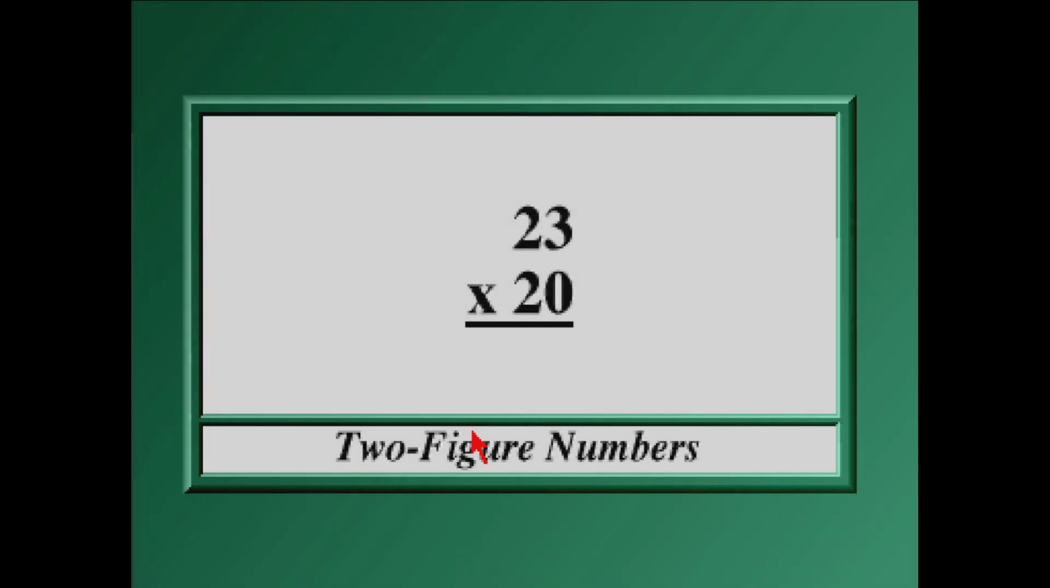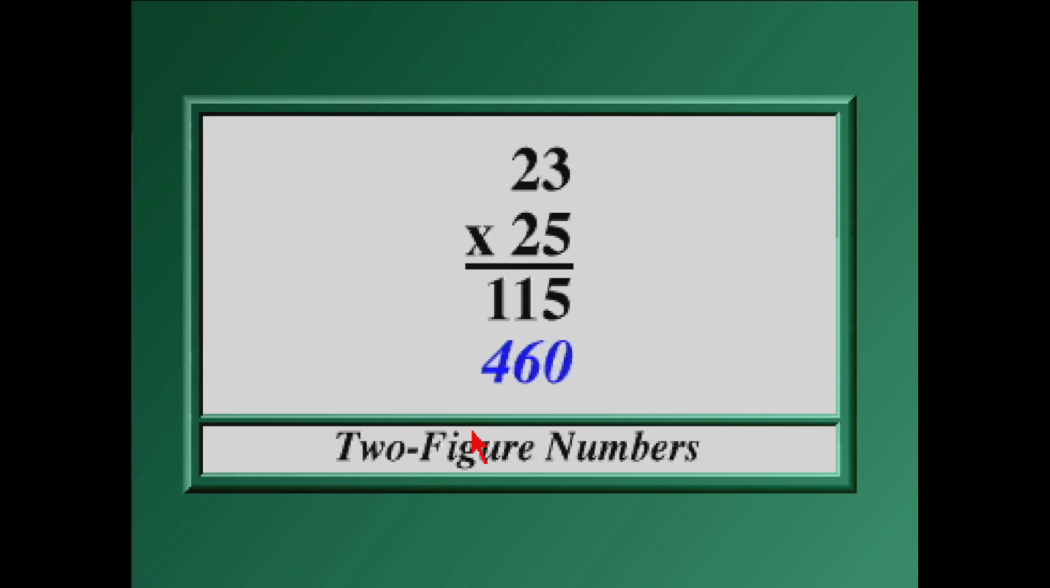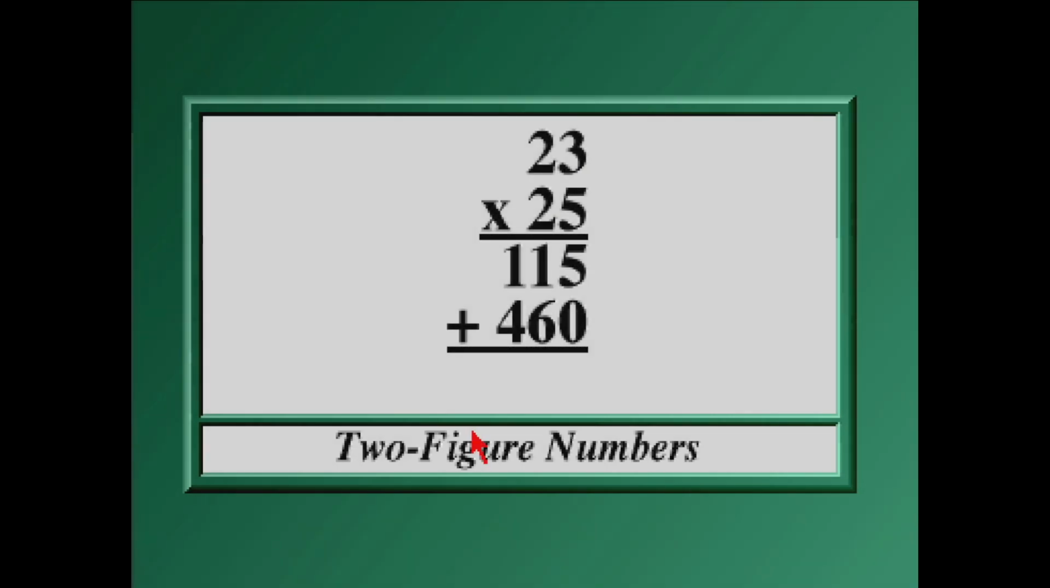Next, determine the partial product of 23 times 20. In this example, 460 is the second partial product. Write 460 under the first partial product, making sure that the place values are aligned. In the final step, add 115 plus 460, the two partial products, to obtain the sum of 575. Thus, 575 is the product of 23 times 25.